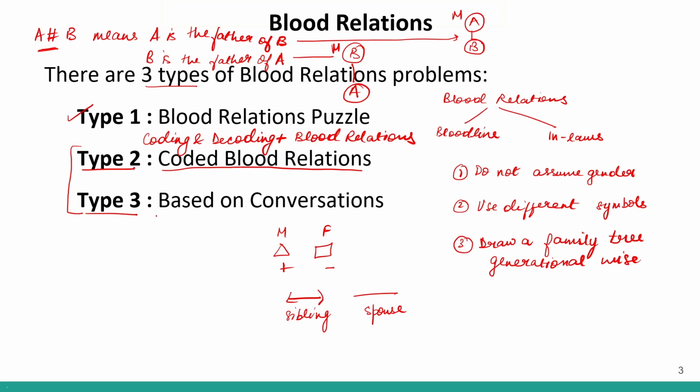Okay, then we have type 3, that is based on conversation. So basically a person or two persons are having a conversation, and based on that conversation we have to derive the blood relationship between the persons.